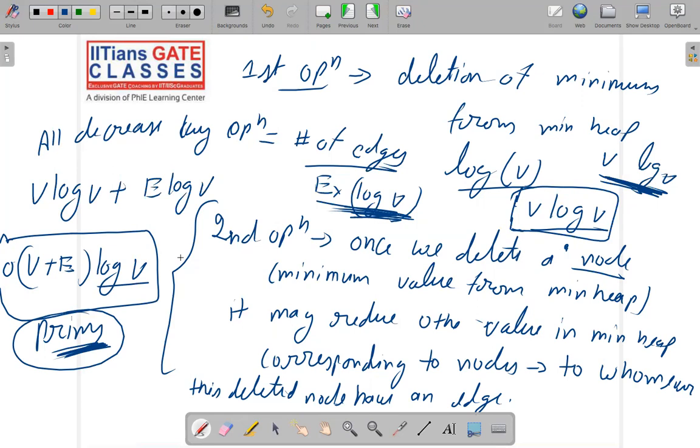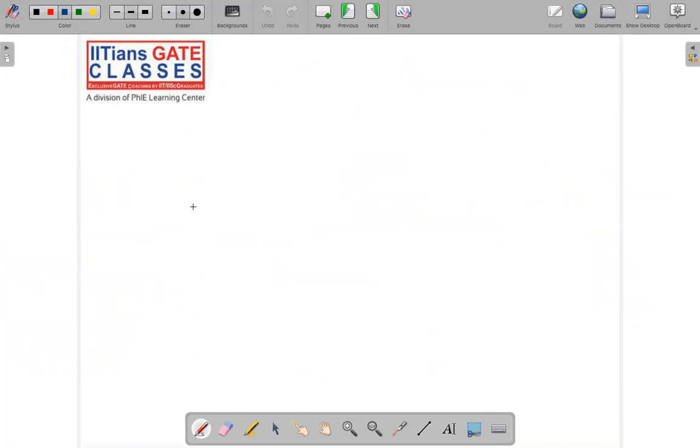It may seem difficult, but try to understand the number of operations we are doing and what each operation costs. We are doing V deletions, and each deletion in a min heap takes log V time. We are doing E decrease key operations, and each takes log V time. That's why it's this much. Okay, let's move on to the problems of Dijkstra's algorithm.